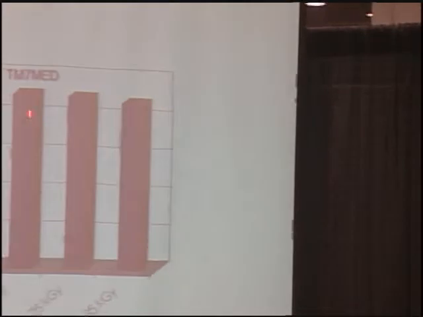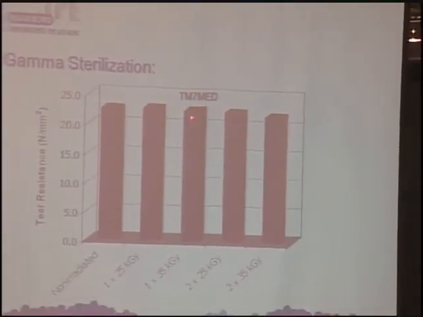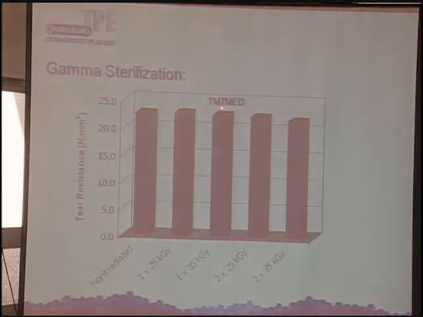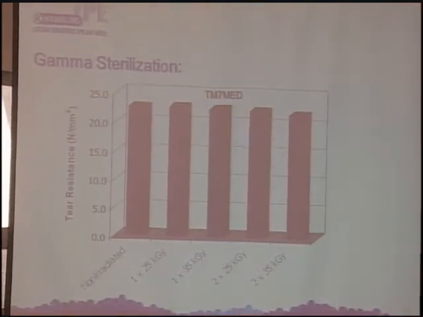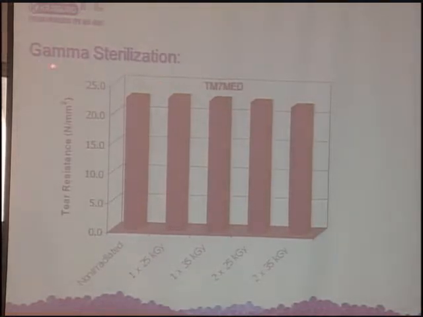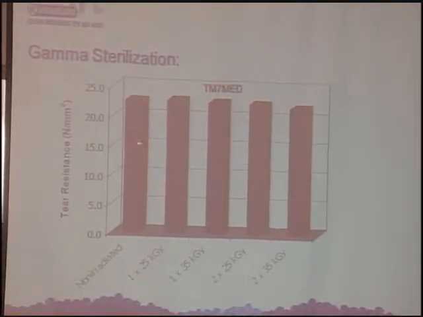Here's some data on the sterilization of the TPE we developed for medical applications. In this case, this is a 70 Shore A material for general purpose application. This is gamma sterilization data. Compared to the control material, we irradiate once at 25K, 35K, or twice at 25, or twice at 35. And we monitor the tear resistance of the material, and we can see only a minimum drop at different dosages of the gamma sterilization.